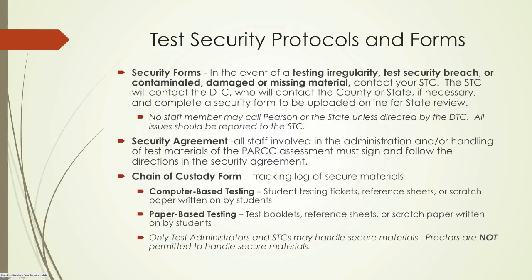Test security protocols and forms. In the event of a testing irregularity, test security breach, or contaminated, damaged, or missing material, please contact your STC. The STC will contact the District Test Coordinator, or DTC, who will contact the county or state if necessary, and complete a security form to be uploaded online to Pearson Access Next for state review. Please note, no staff member may call Pearson or the state unless directed by the DTC. All issues should be reported to the STC.